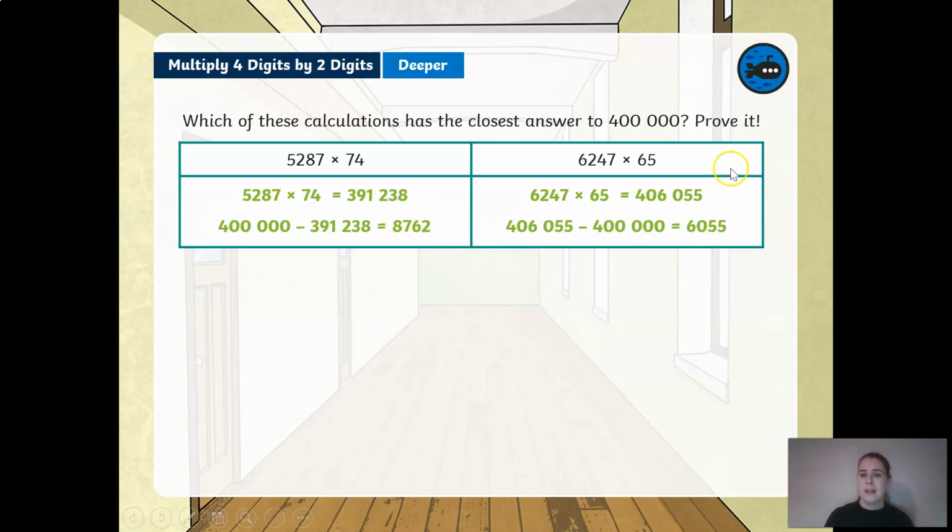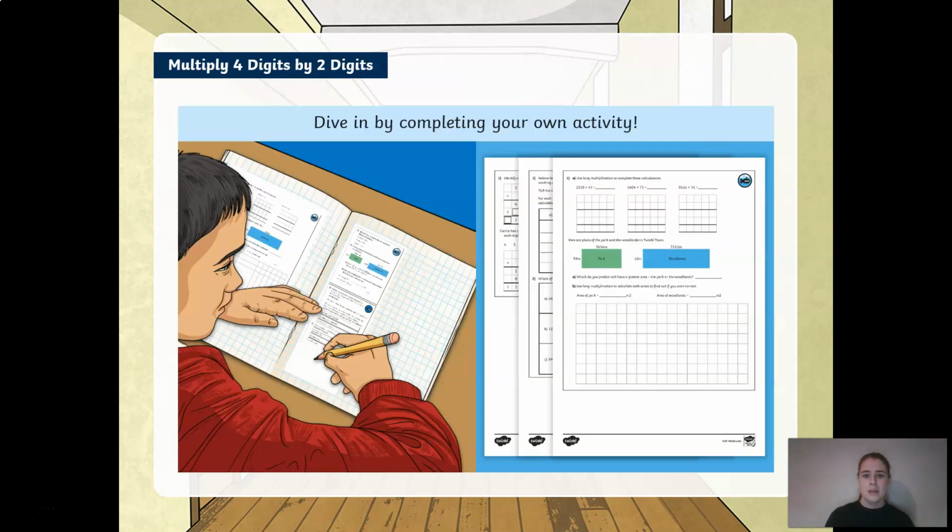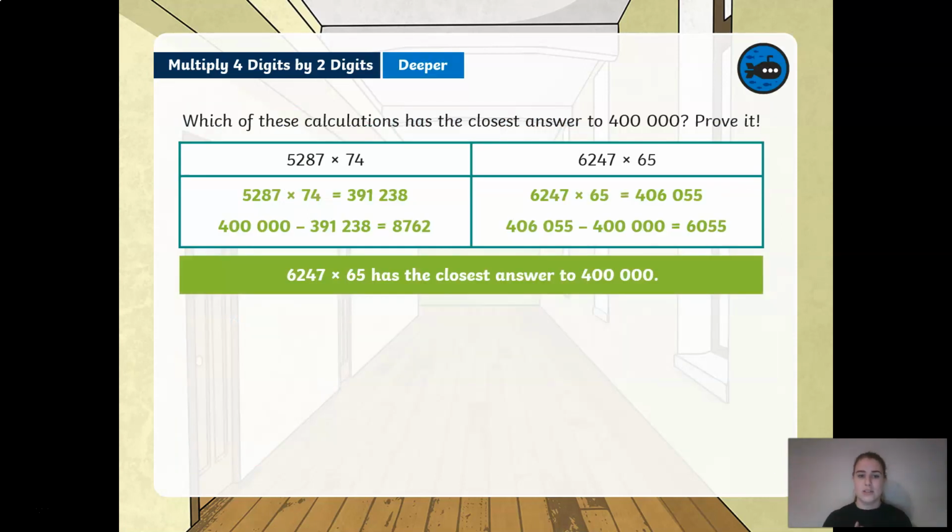Now, this tells me that this number is closest to 400,000 because the difference between the numbers is the smallest, okay? Also, looking at my place value, my answer here starts with 400,000. Okay, and we only have an additional 6,000, whereas this one here is 391,238. Now, I'd still need to add an additional 9,000 there to get to my 400,000. Okay, so the closest answer to 400,000 is going to be my calculation over here.